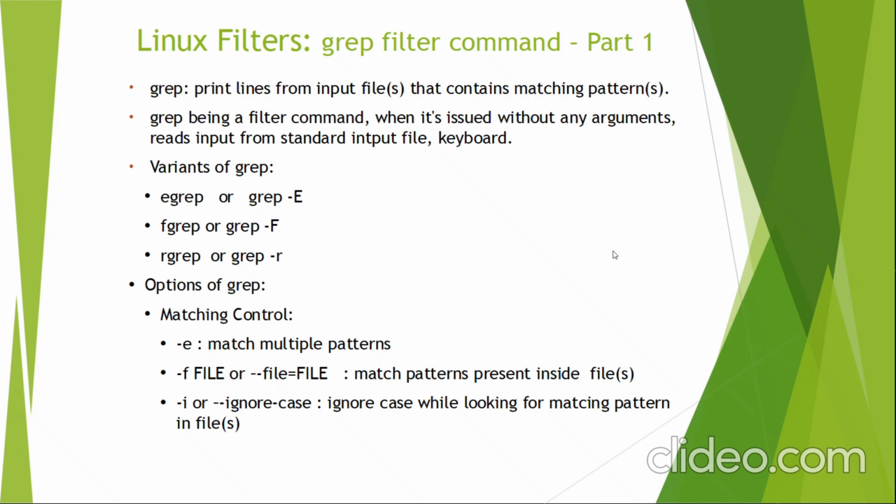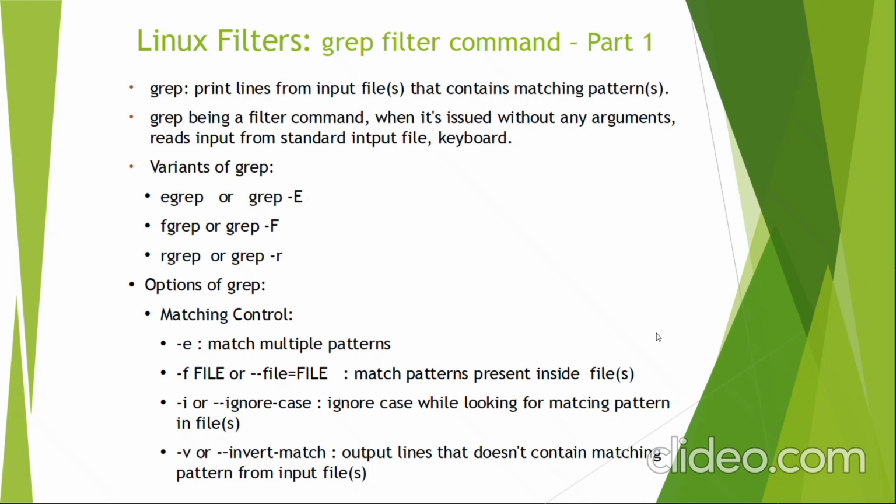There is an -i option. When you specify the -i option, when grep is looking for the matching pattern, it would ignore the case. Then you have the -v option or --invert-match. Output lines that don't contain the matching pattern from input files. It would output only those lines which don't contain the matching pattern.